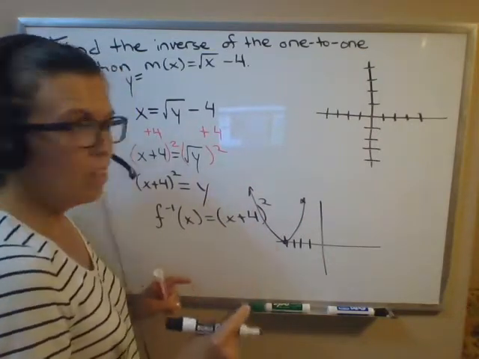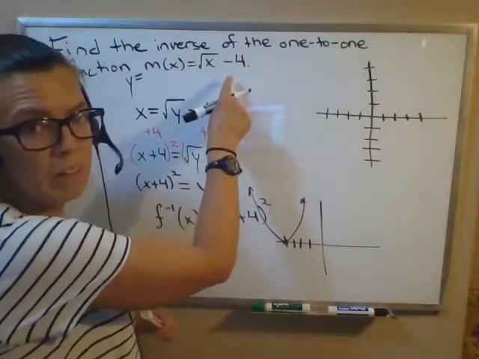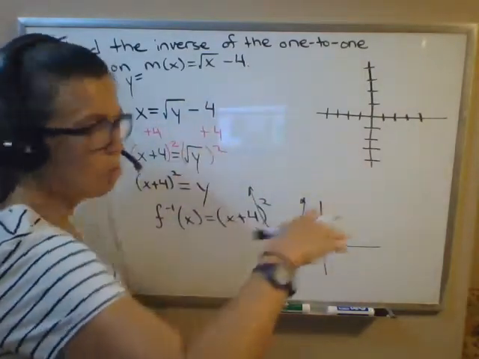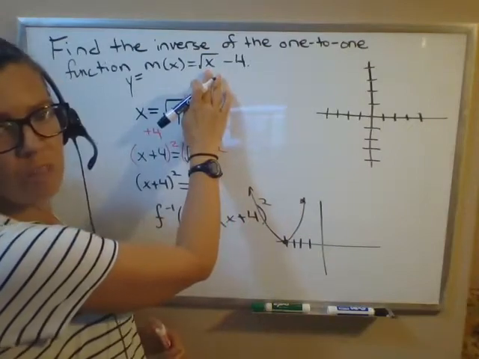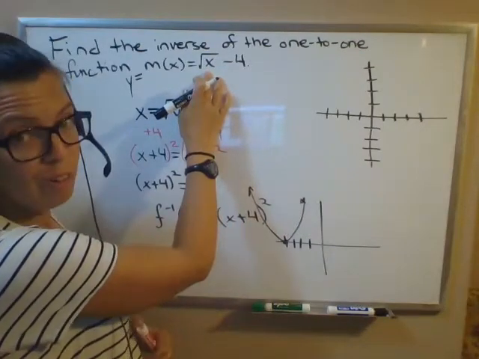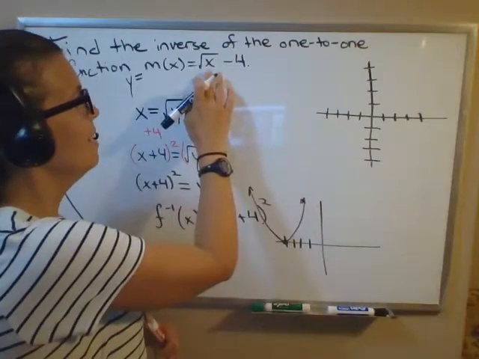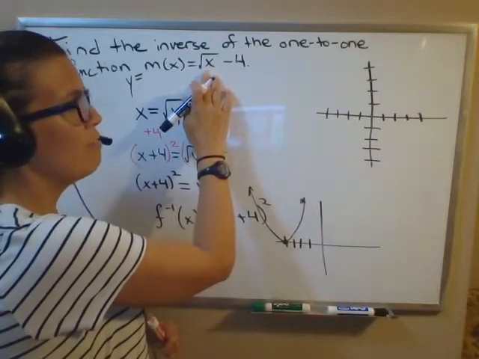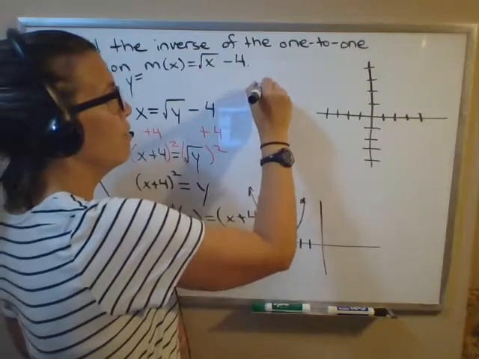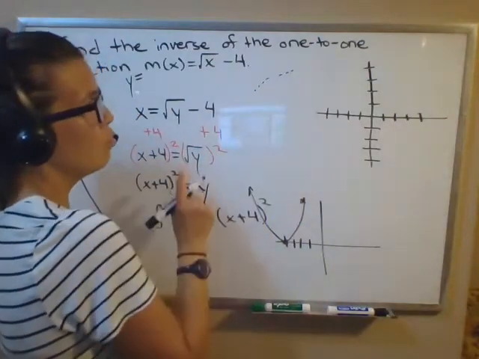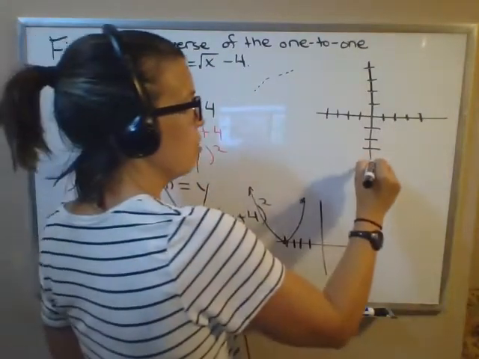Now, this function's one-to-one. I'm going to graph it in a second, but you'll see it passes the horizontal line test. Maybe you know what this graph looks like. I think you do. Sorry, that seems patronizing. But the graph of this function is that square root graph, so it looks like this, and then minus 4 shifts the graph down 4 units.